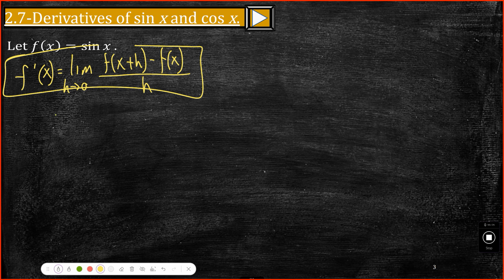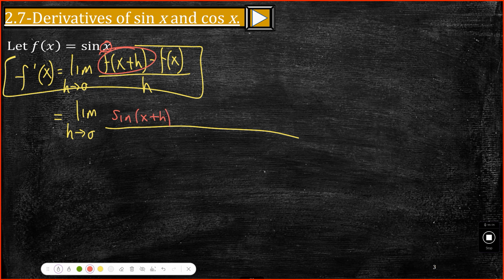So f prime of x will equal the limit as h approaches 0. Okay, so we have here f of x plus h. So for every x in sine, we're going to plug in x plus h. So we got sine x, and for x, we're going to put x plus h. So I have sine of x plus h. All right, and now I'm going to subtract f of x, where f of x is sine x, over h. Okay, good so far.